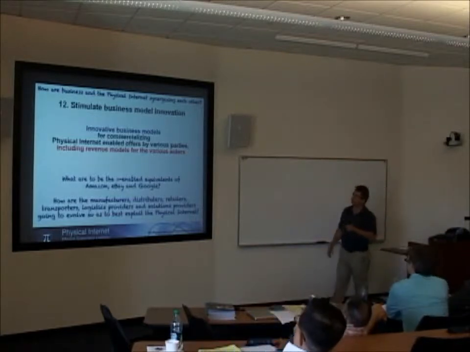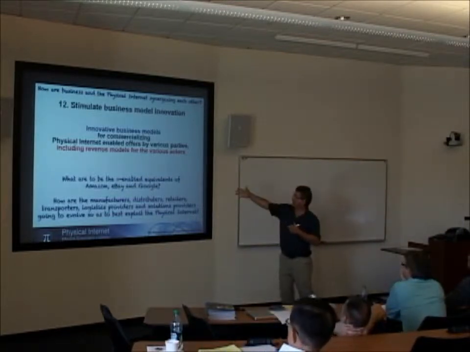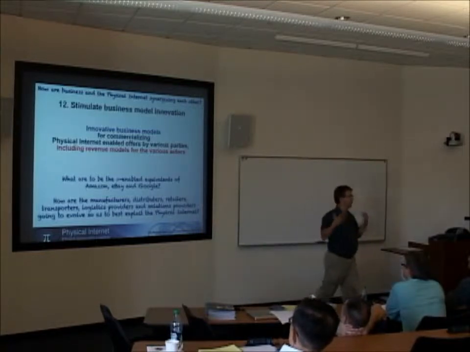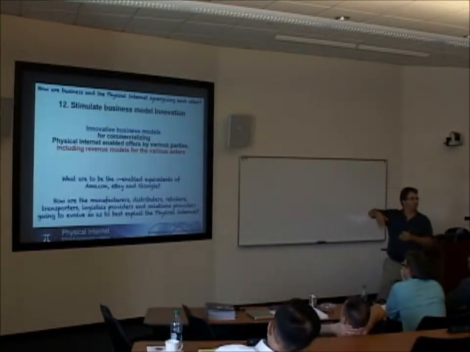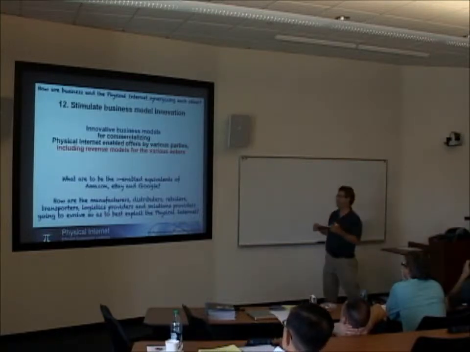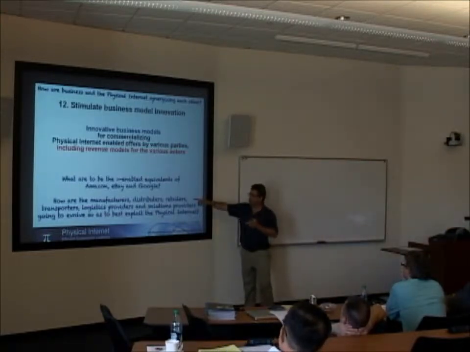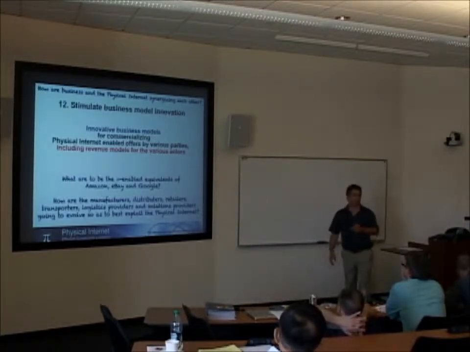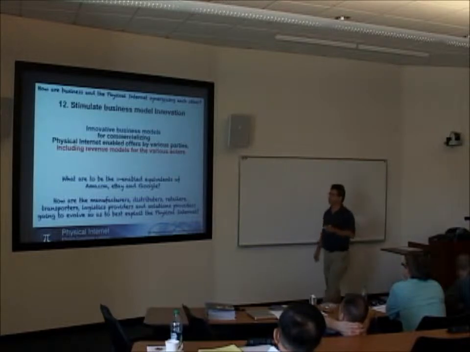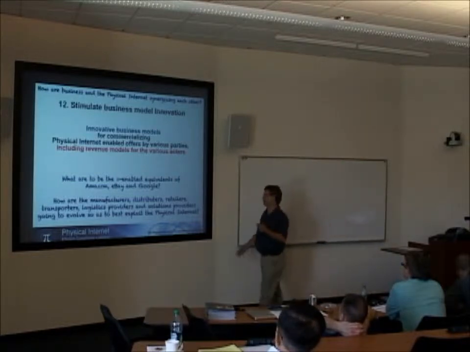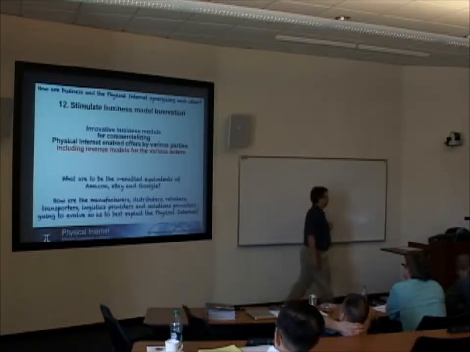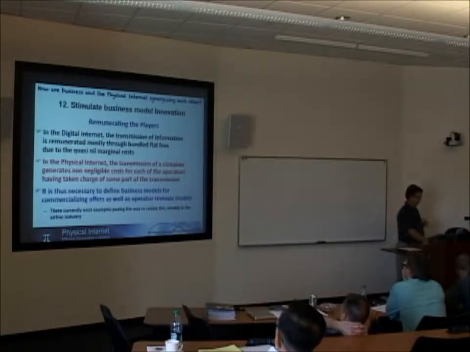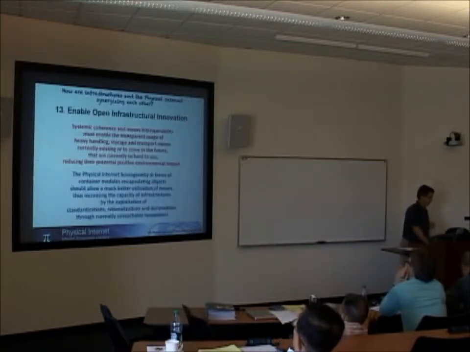Stimulate business model innovation, that's what we mentioned earlier. Overall, what we're talking is what will be the Amazon, eBay, Google of this world, okay, in there. And are the manufacturers, distributors, retailers, transporters, logistics providers, solution providers going to be evolving their revenue model, their business model, so as to best exploit the growing physical internet? So, like remunerating the players, I'm not going into the details, but that's part of the picture.